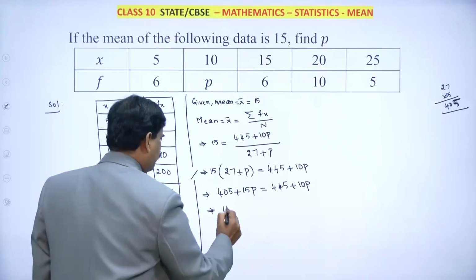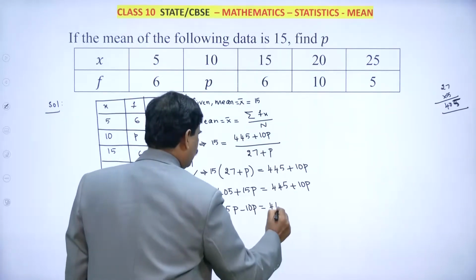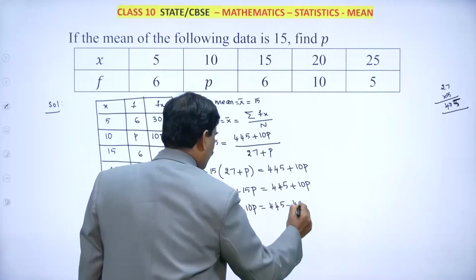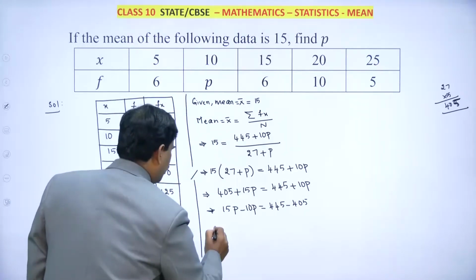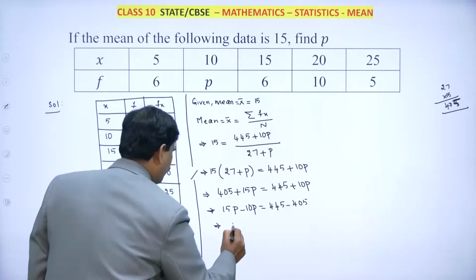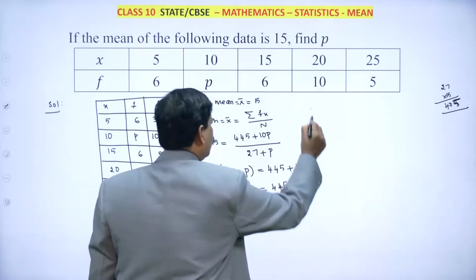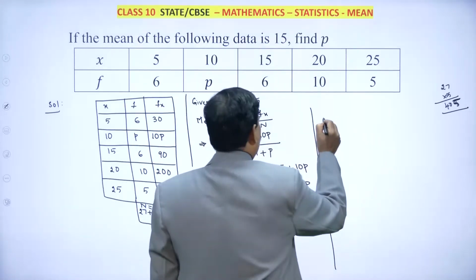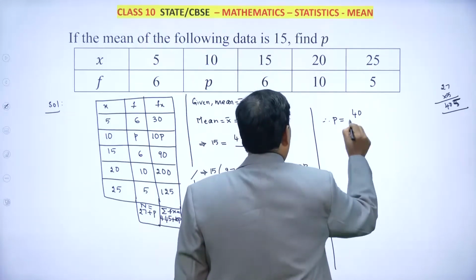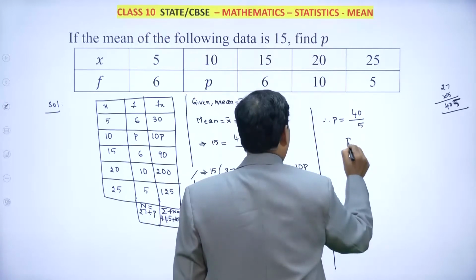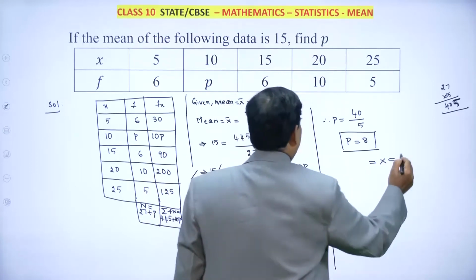So now it will be 15p minus 10p is equal to 445 minus 405. Is it clear? So now 15p minus 10p, that will be 5p, which is equal to 40. So therefore p is equal to 40 by 5. 5 ones are 5, 5 eights are 40. So p is equal to 8.